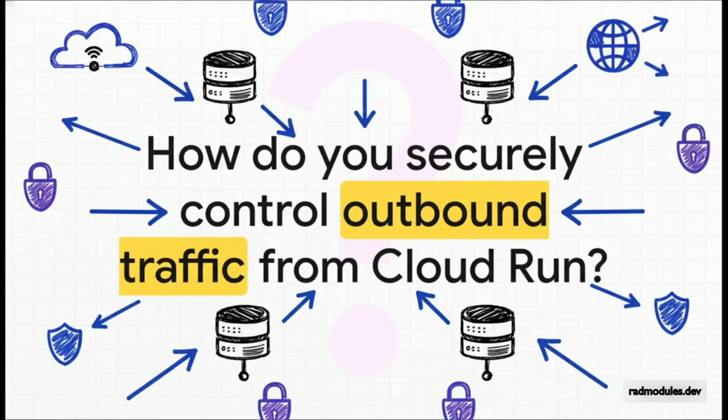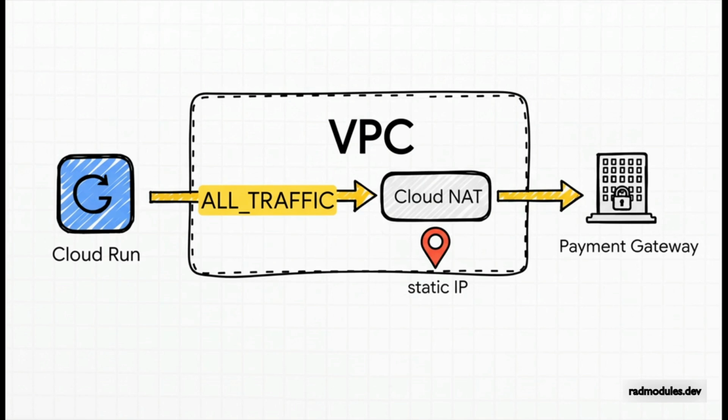So here's a really common challenge, and I'd bet you'll see a question like this on the exam. How do you securely control the outbound traffic from a serverless service like Cloud Run, which by default just sends its traffic straight out to the internet? And the answer is direct VPC egress. By setting the egress to all traffic, you force every single outbound request from your Cloud Run service to go through your VPC first. And this is so powerful. Let's say you need to call a payment gateway that requires a static IP for its allow list. Well, now you can just route that traffic through a Cloud NAT to get that static IP.